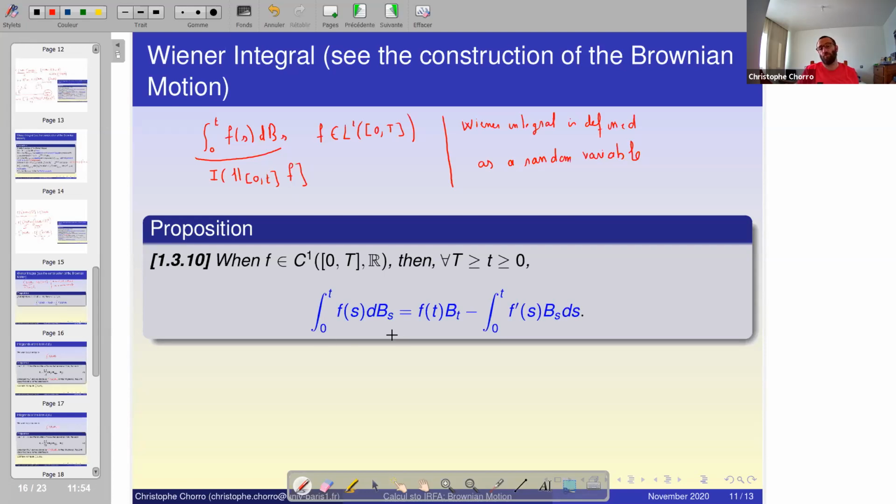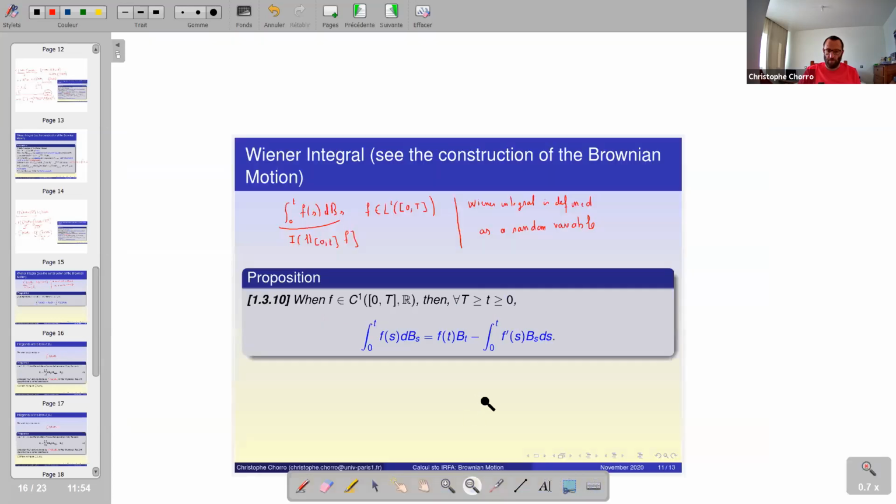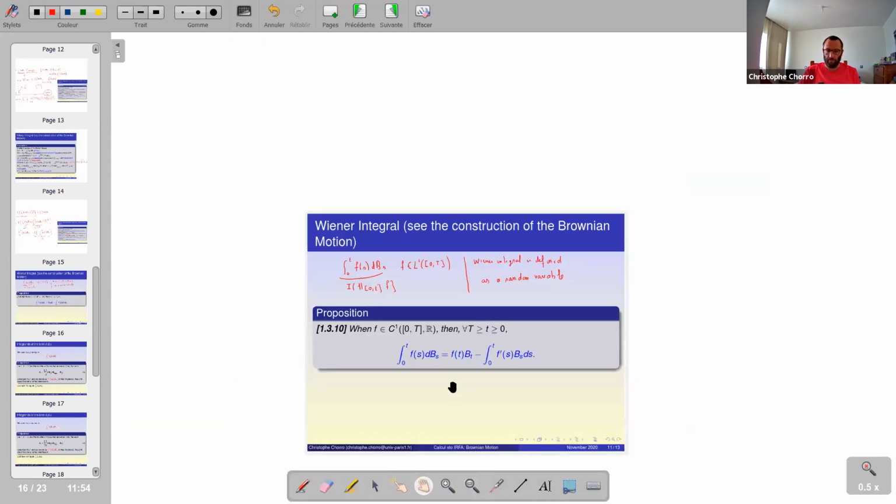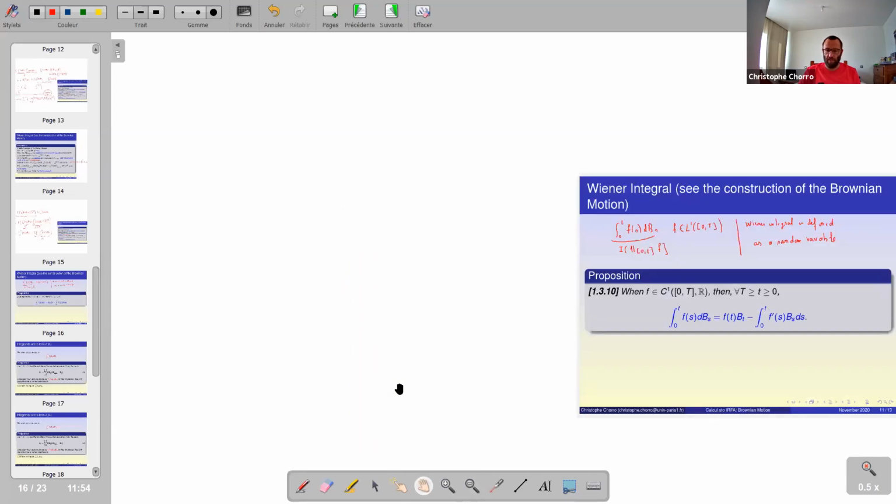But of course, the price to pay is that to write this equality, I need f to be regular, in the sense that I have to take f of class C1. So we are going to see what happens for this equality now. So I want to prove the equality in blue.